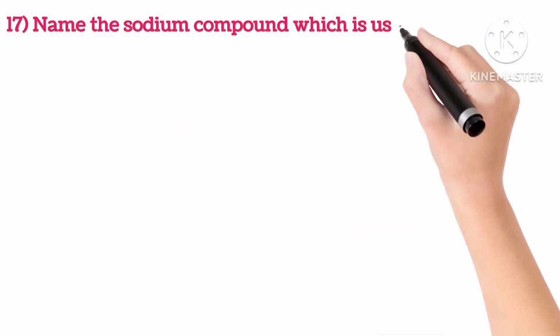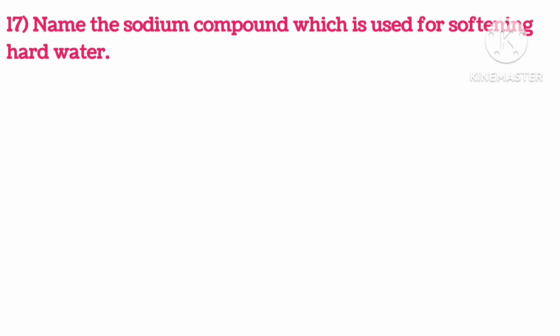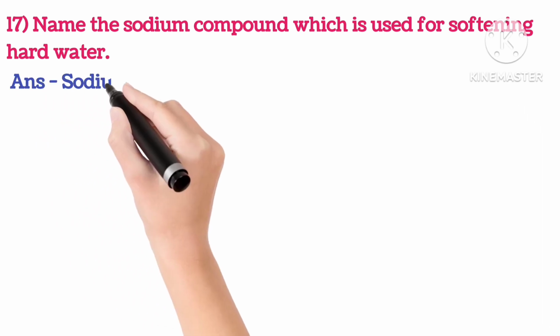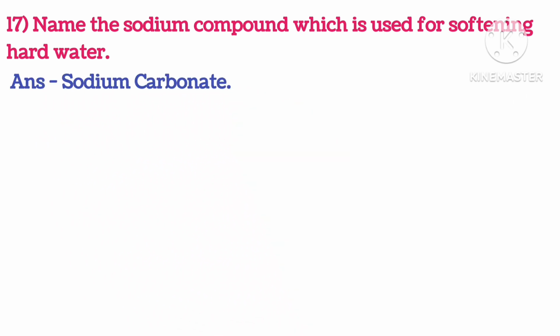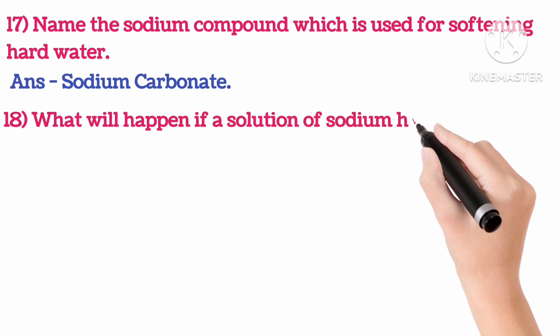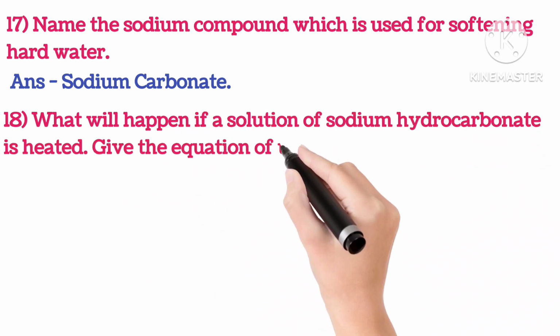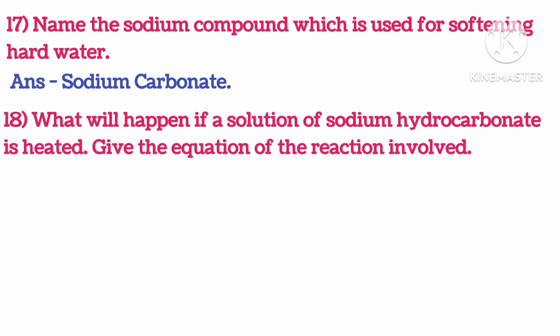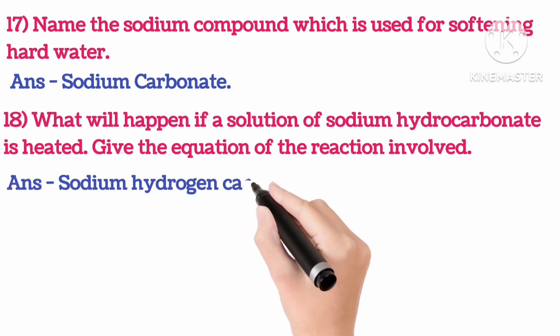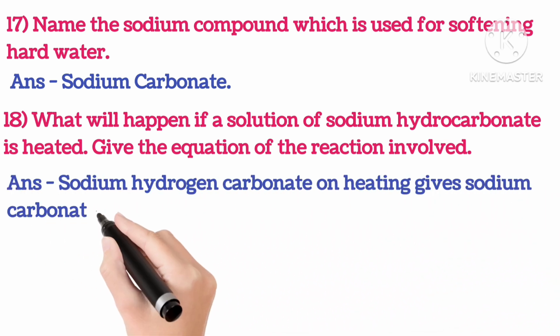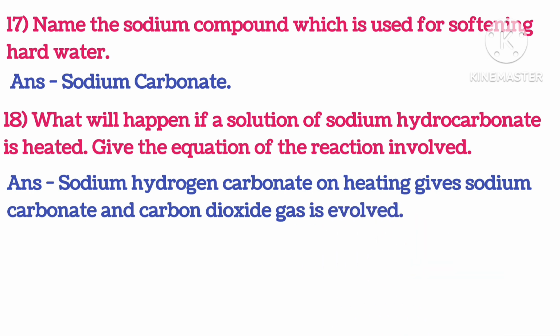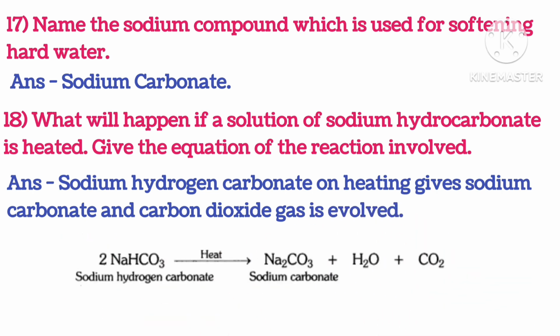17. Name the sodium compound which is used for softening hard water. Answer is sodium carbonate. 18. What will happen if sodium hydrogen carbonate is heated? Give the equation of the reaction involved. Sodium hydrogen carbonate on heating gives sodium carbonate, and carbon dioxide gas is evolved. You can see the reaction here.